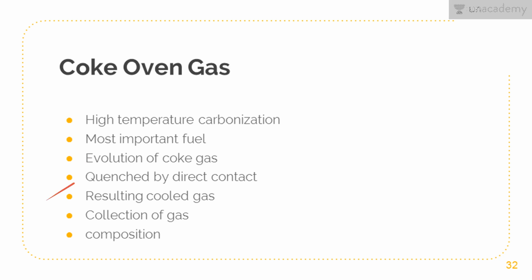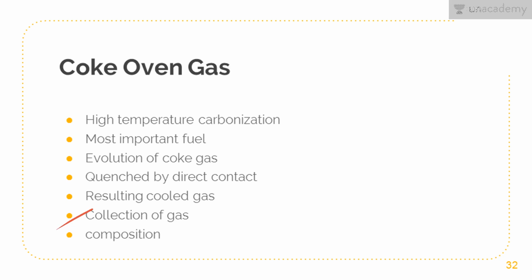This hot gas is immediately quenched by direct contact with a spray of aqueous liquor. The resulting cooled gas is water saturated and has a temperature of 170 degrees Fahrenheit. This gas is collected in the coke oven battery gas collecting main.